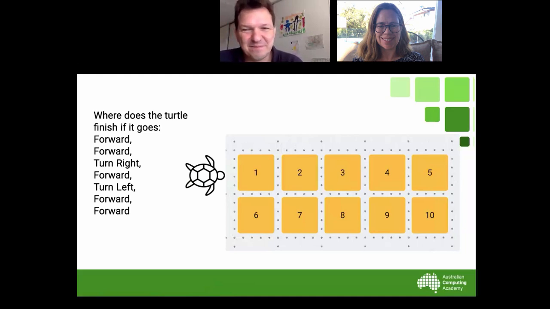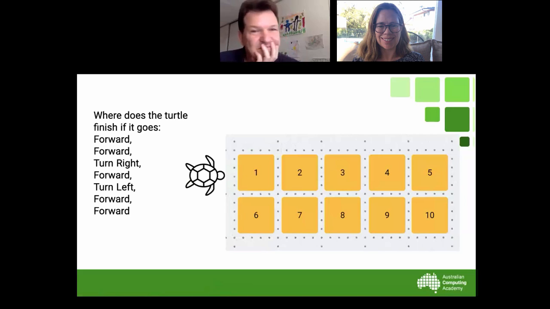Okay. Here's another set. Let's work them through. So forward and forward. Turning right. Forward. Turn left and two forwards. Now remember the directions. You imagine that you are the turtle. So you are turning left, not the way you see it on screen, but put yourself in the turtle's position.